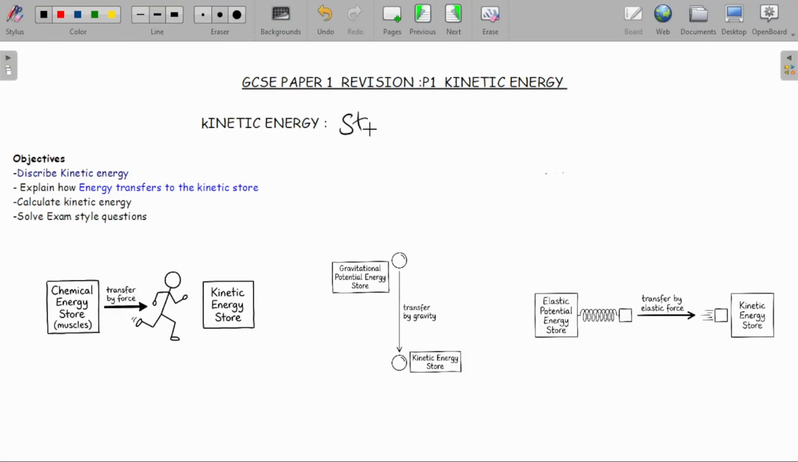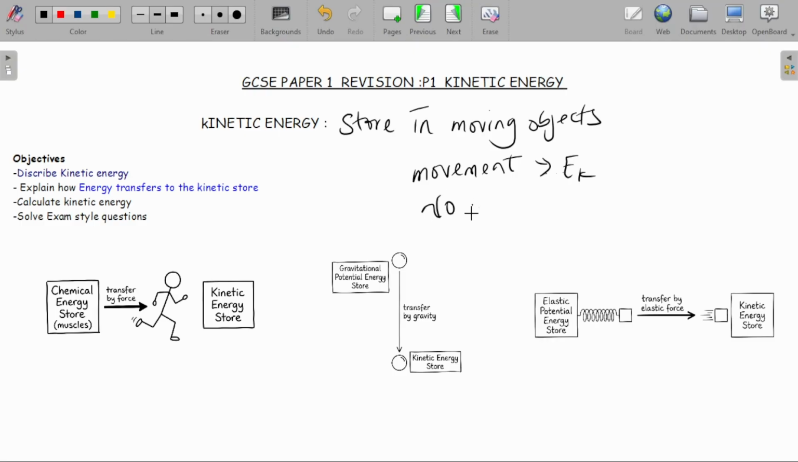Kinetic energy is the energy stored in moving objects. If there is movement, there is kinetic energy. If there is no movement, then there is no kinetic energy.